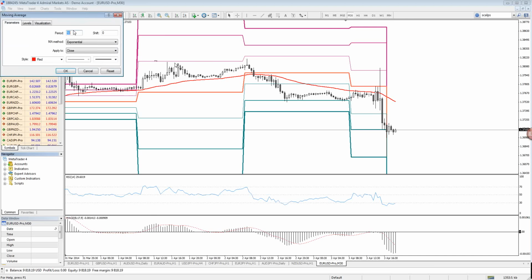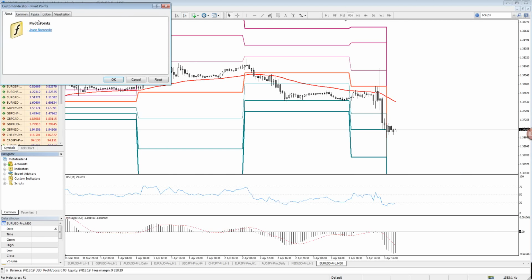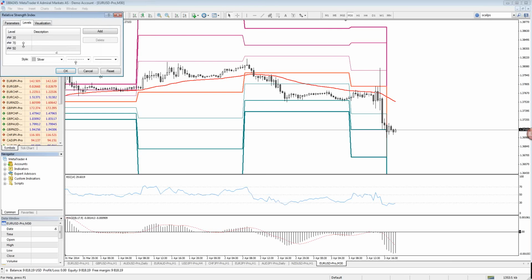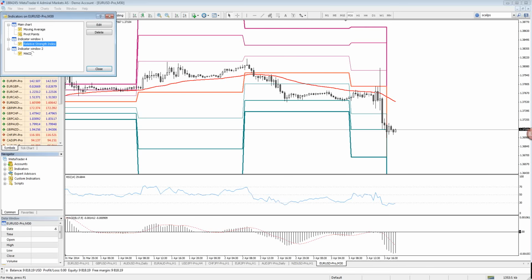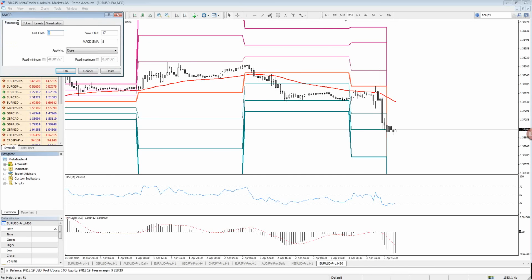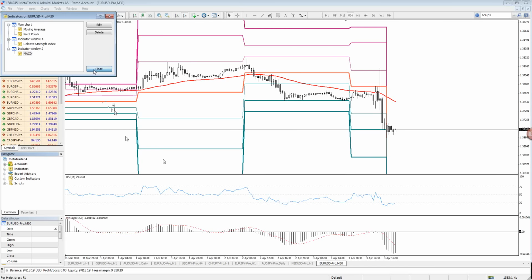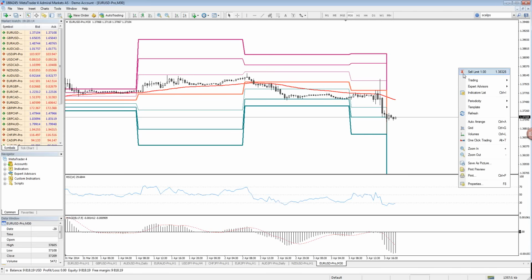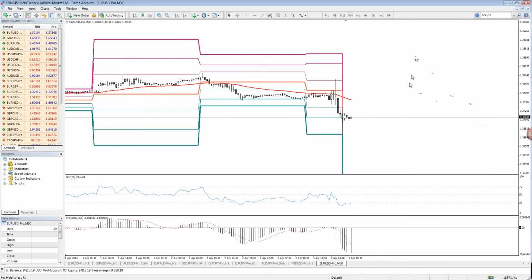Indicators: moving average 50, exponential, close. Pivot points: you will get this indicator if you send an email to me. RSI at the 50 level in addition to the existing 30-70 levels. And MACD indicator parameters 8, 7, 9. Okay, you apply it to your charts, then you save the template. You know how to do that. Templates, save as. Okay, and you save your template.